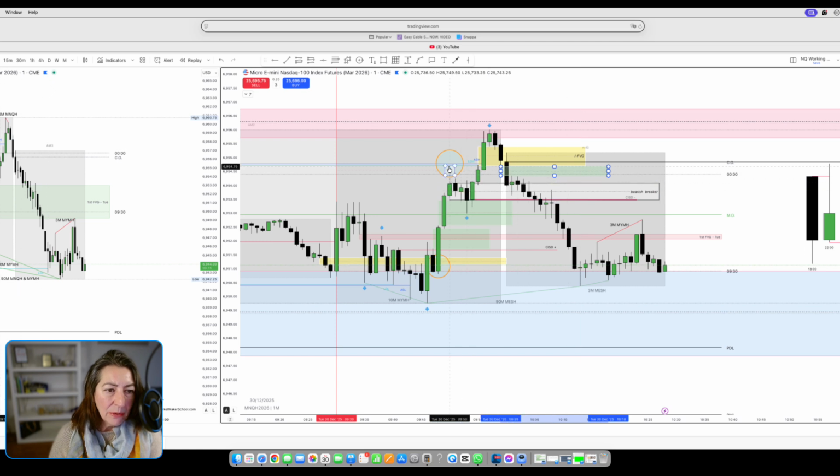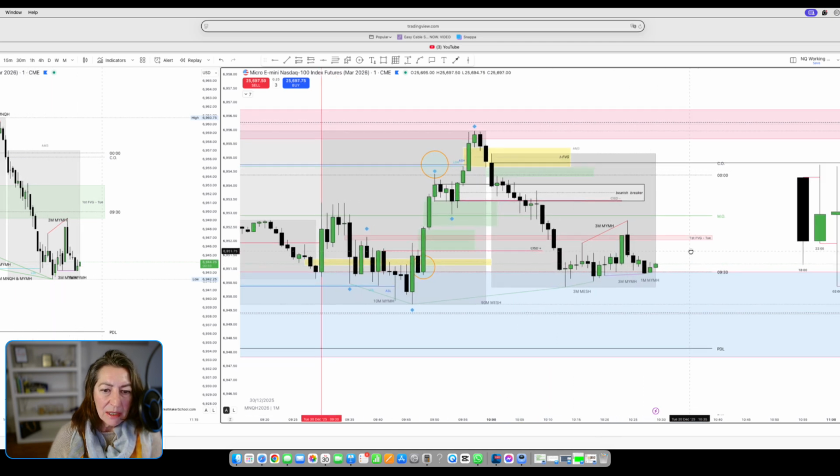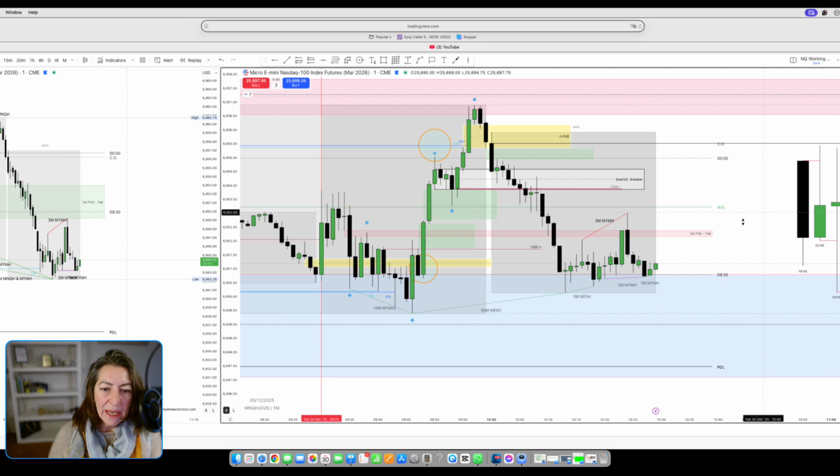Here's our breaker. So the breaker is between the high and the low. I don't use the wicks, but I do use the bodies of the candles. So this is our breaker. Now, what I was looking for was price to return into fair value or premium. It did not do it. Price came down. Now it's just kind of doing nothing.